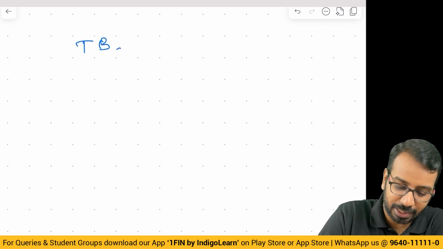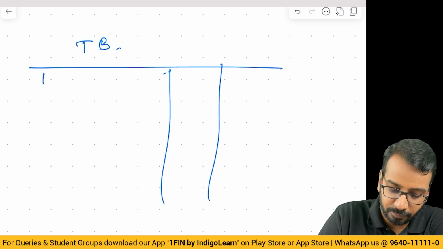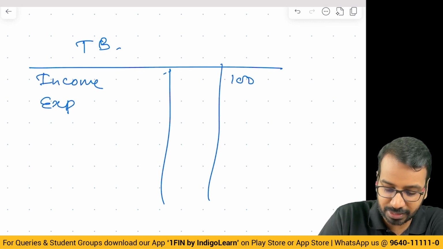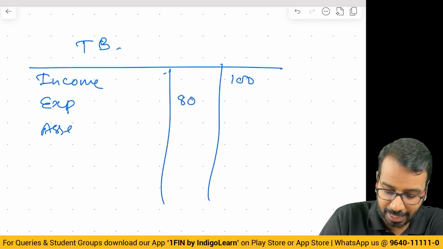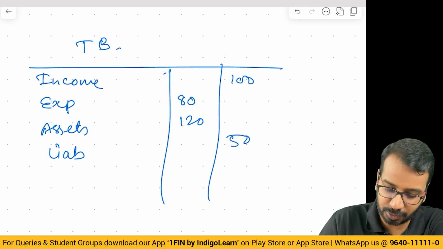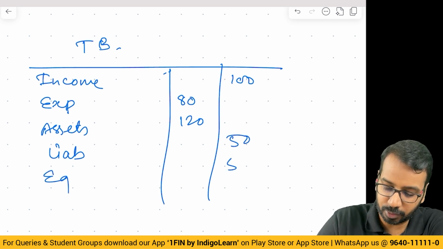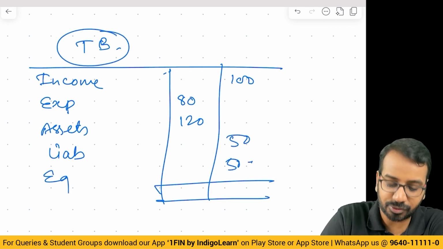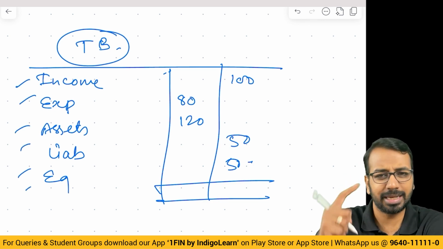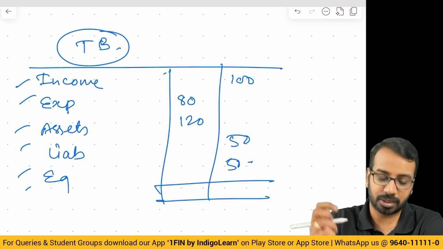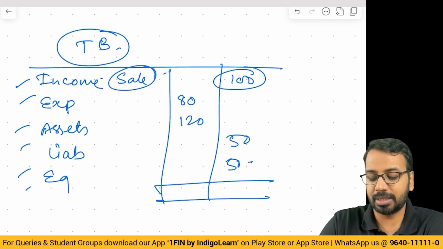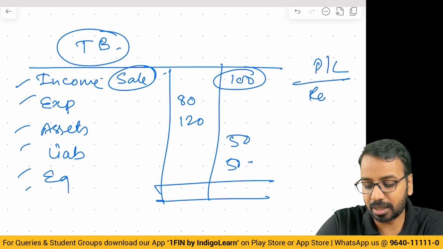Let us say you have a trial balance where you have income of 100, expenses of 80, assets of 120, liabilities of, let us say, 50, equity will be 50. The moment you get this trial balance, the first thing you should do is classify all the items. In your mind itself, mental classification is also sufficient. Now, let us say this income is sale. Where will I take this sale to? I will take this sale to P&L under revenue.